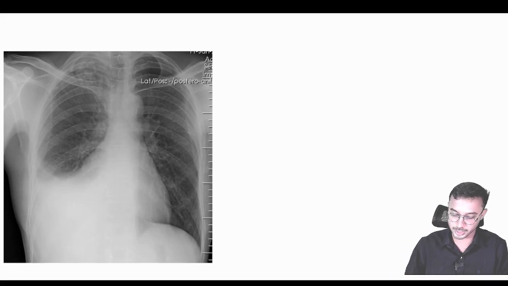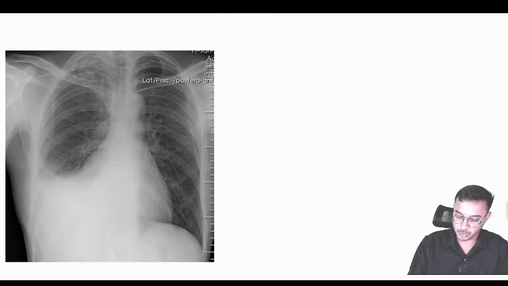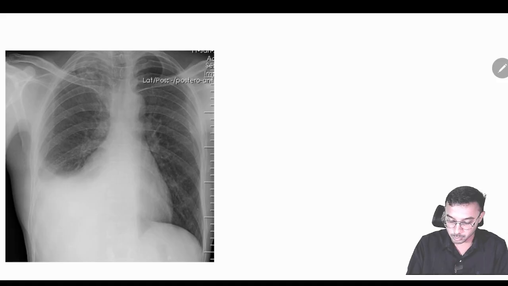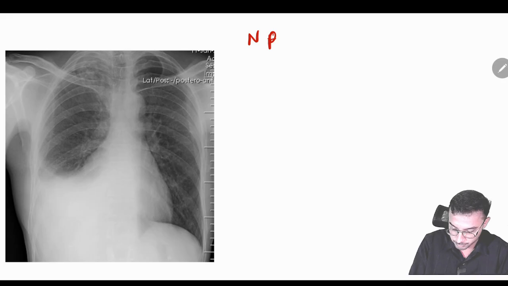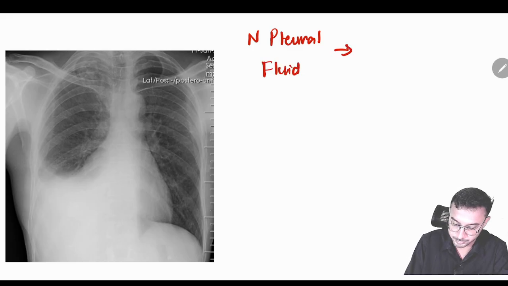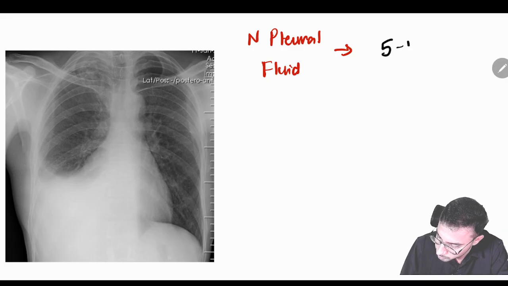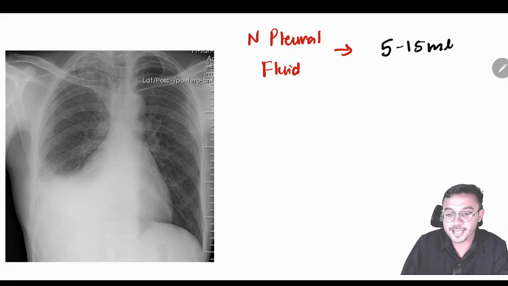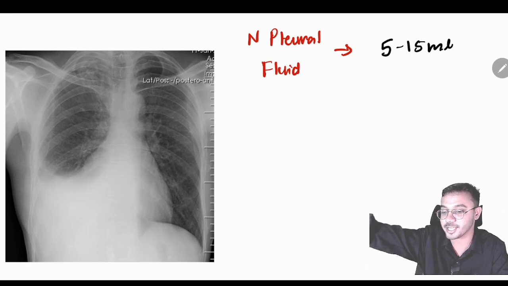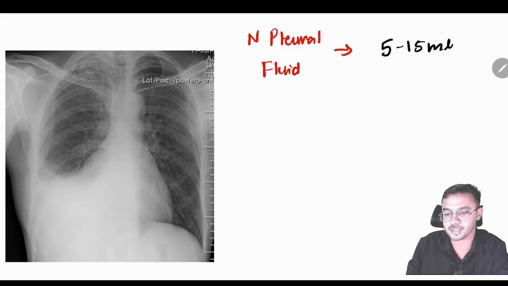So let's discuss today what do you mean by this pleural effusion. Normally some fluid is present in the pleural space, that is known as normal pleural fluid. Normal pleural fluid is 5 to 15. If the fluid exceeds greater than 15 or 20, whatever it may be, then I will call it pleural effusion, right?